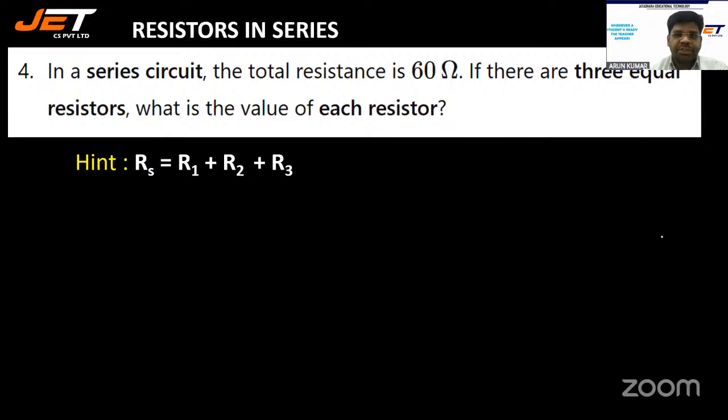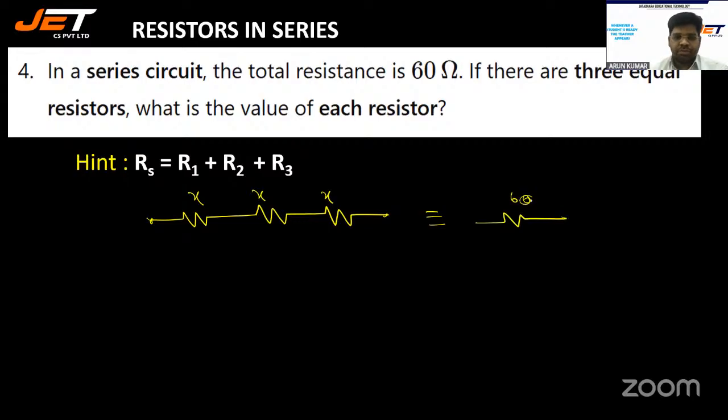Look at this one. In a series circuit, total resistance is 60 ohms. If there are three equal resistors, what is the value of each resistor? So in a series circuit, there are three resistors. Let us say each one is X, but the equivalent is 60. So I'll have 3X is equal to 60, X is equal to 20 ohms. Oh, you have mentioned it before I did it.